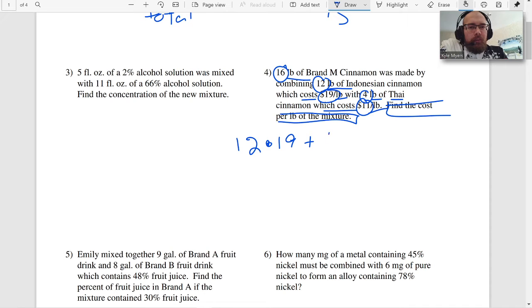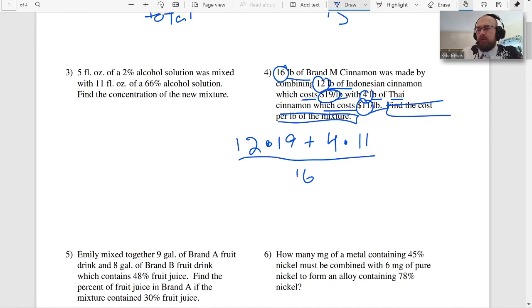Plus 4 pounds of Thai cinnamon, which costs $11 per pound. $11 for each pound, it's 4 pounds. So 11, 11, 11, 11, right? Or 11 times 4. Out of the total, which is 16. And that's it. Right? So we just type it in, get the answer.